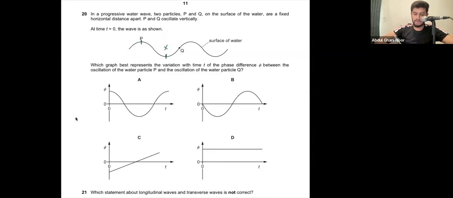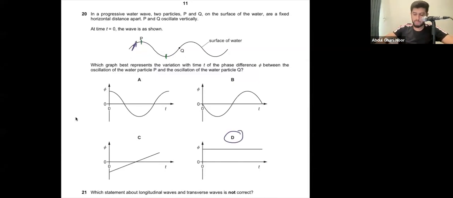Some time later the wave becomes something like this. So X is here and X is here and P is here. Once again, half a wavelength apart. So this will remain 180 degrees. When the distance between two particles is fixed, how can their phase difference change? It will not change. Therefore, the answer is D.